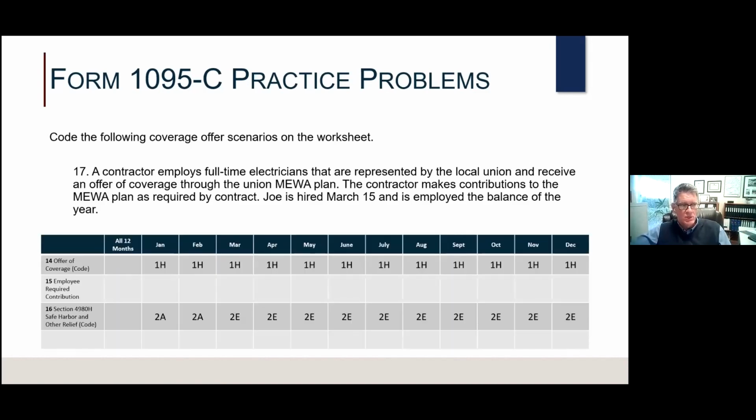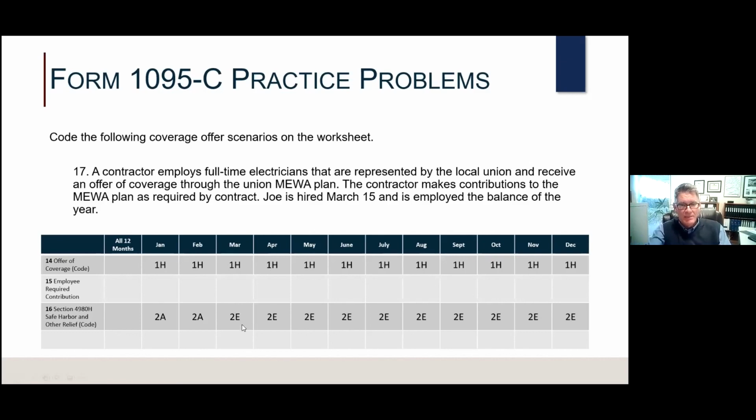But here's the situation. So again, 1H for the months before hire, the employee is not employed, but now he works for the contractor employer, but he's getting his offer of coverage from the union, not from his employer. So the codes on the form look a little weird, but they're accurate for this situation. As the employer, the contractor still is not the one making the offer of coverage. So it's correct to put 1H in the months that this employee works for the contractor, even though they're getting an offer of coverage from somewhere. It's where they're getting the offer of coverage which is the key to this, and that's the union.